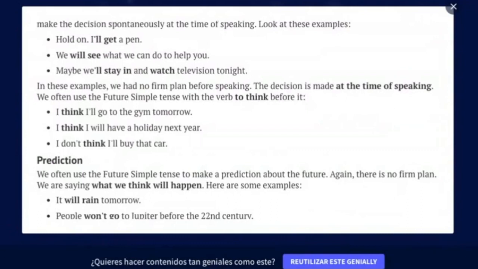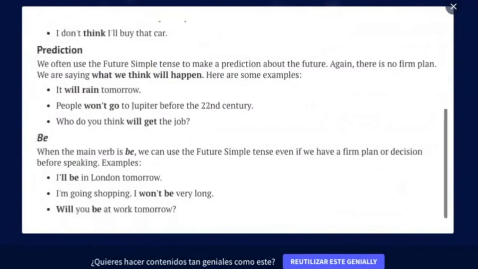Also, we can use the future tense with will to make predictions. We often use the future simple tense to make a prediction about the future. Again, there is no firm plan. We are saying what we think will happen. Here are some examples.